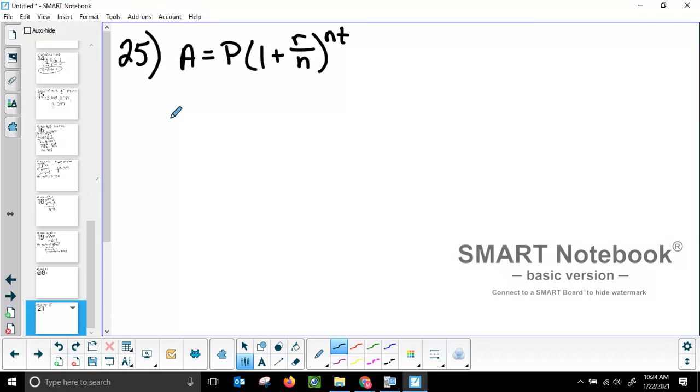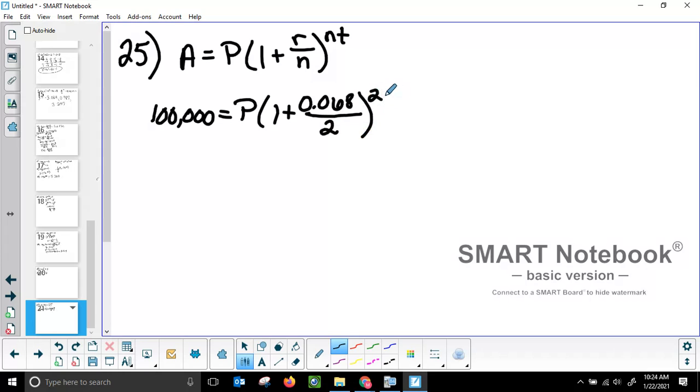Right, so we want it to be worth $100,000 at the end. So that's actually my A. We want to know how much to invest, so that's my P. The interest rate is 6.8%, so 0.068. It's compounded semi-annually, that's 2 times a year, and it matures in 18 years.